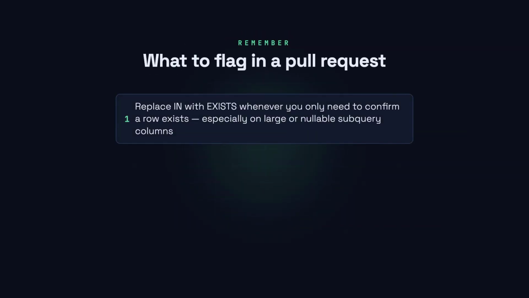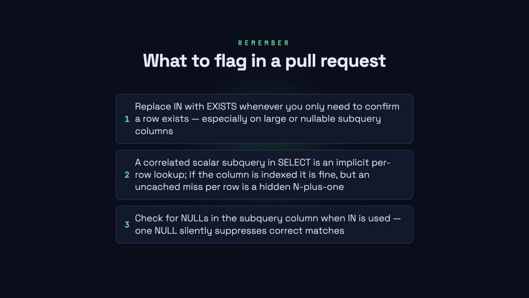3 things to catch in review. Prefer exists over IN for existence checks, watch for per-row scalar subqueries that hide an n+1, and always ask whether the IN column is nullable. A single null is a silent correctness bug.